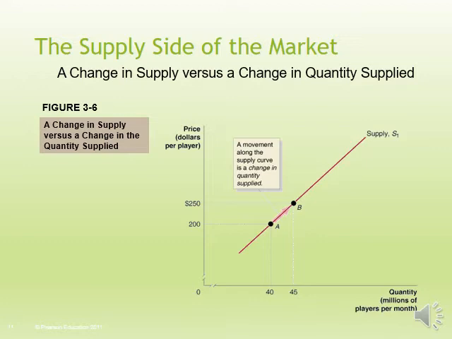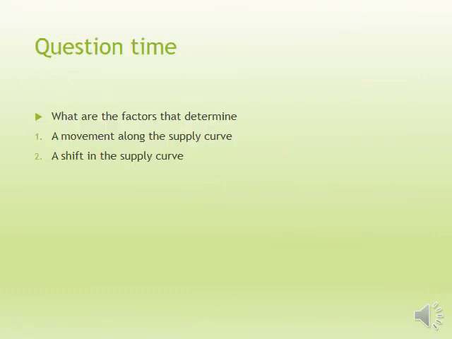It's different to a change in supply. A change in supply would be something like we just looked at, where the supply curve moves to the right if it's an increase in supply, or to the left if it's a decrease in supply.